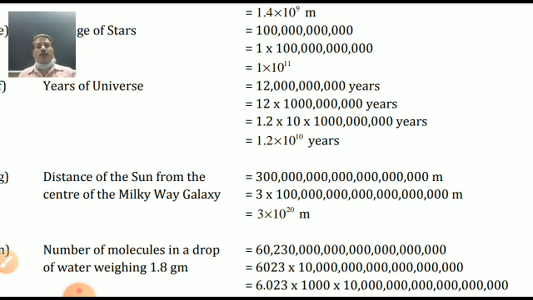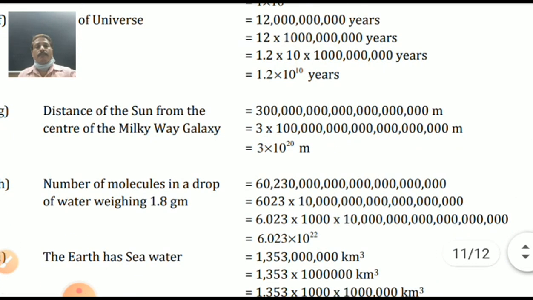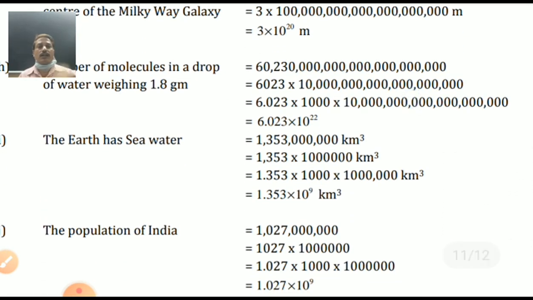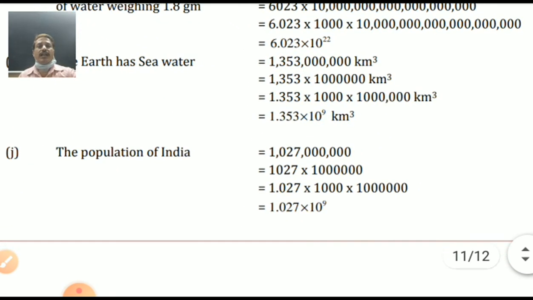Imagine. Number of molecules in a drop of water weighing 1.8 gram. How many molecules? 6.023 into 10 raised to 22. Avogadro number. In science you will learn these things. The earth has sea water. How much is it, son? So much water there is. Kilometer cube. And population of India. Number 1, not number 2. China is number 1. See.